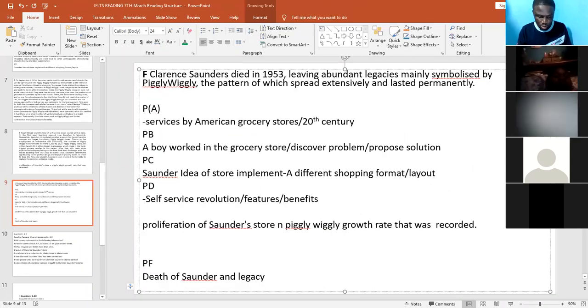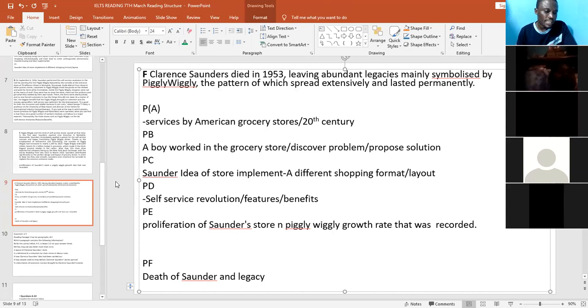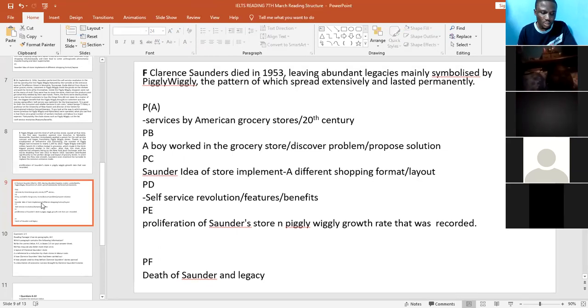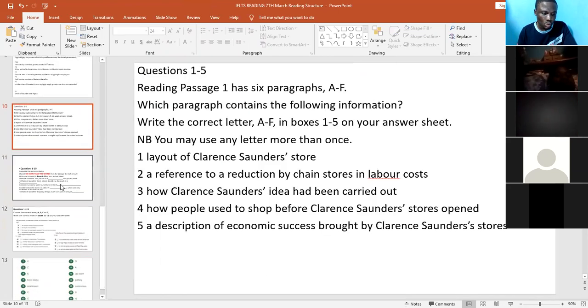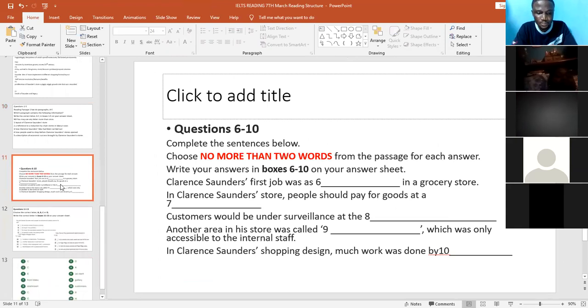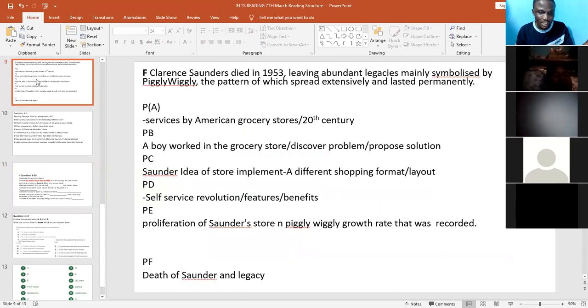So this is PE. Okay, now all these questions 1 to 5 have been answered, but the one I want to go to is questions 6 to 10. Okay, question 6. Clarence Saunders' job was as dash in a grocery store. What paragraph answers that?